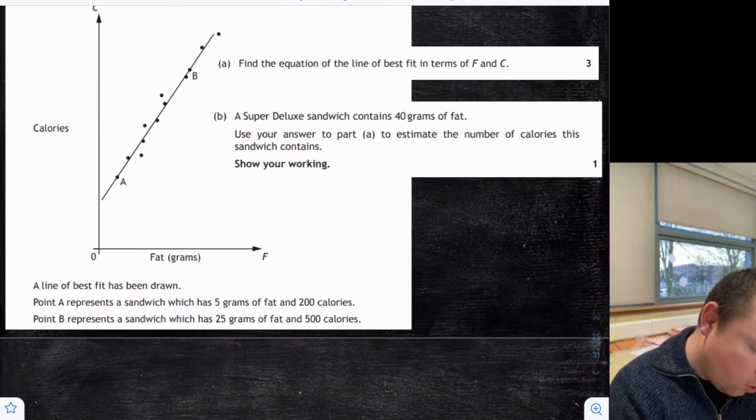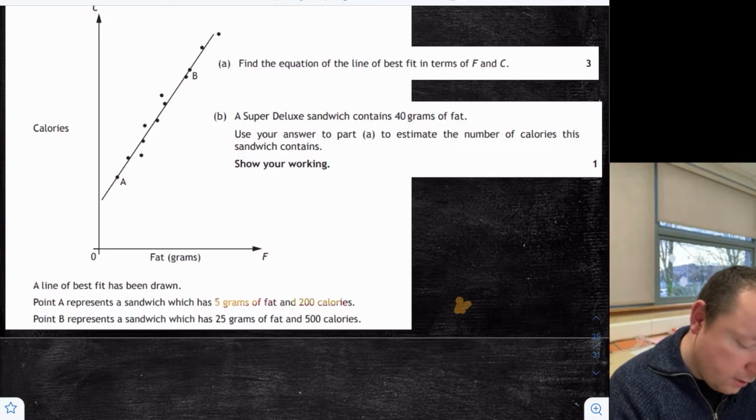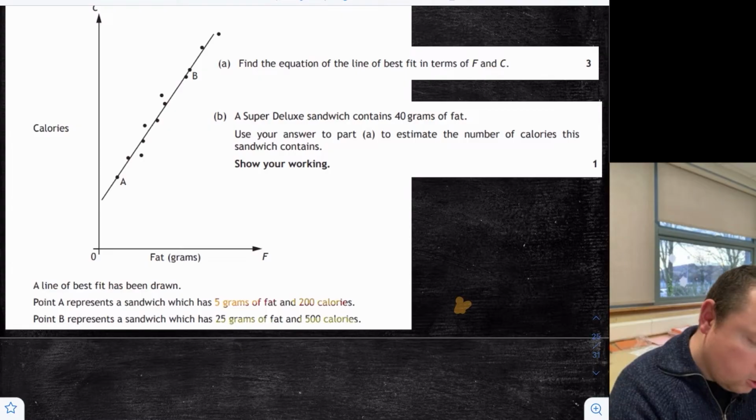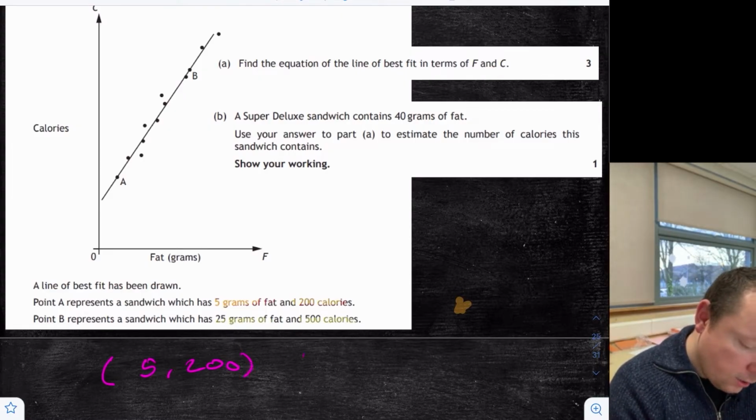Way down, right at the bottom, it says point A represents 5 grams of fat and 200 calories. And point B represents 25 grams of fat and 500 calories. So our 2 points that we've got are 5 and 200 and 25 and 500.